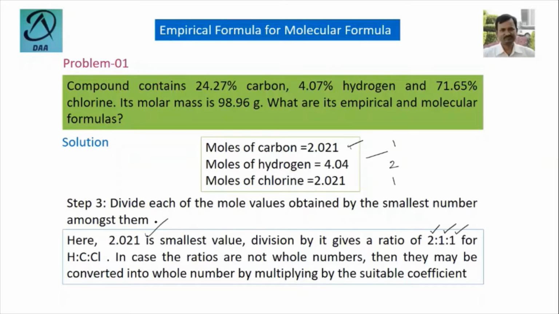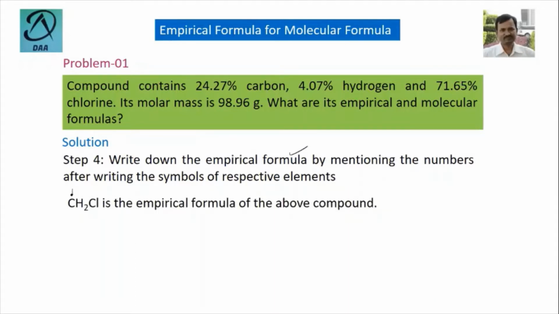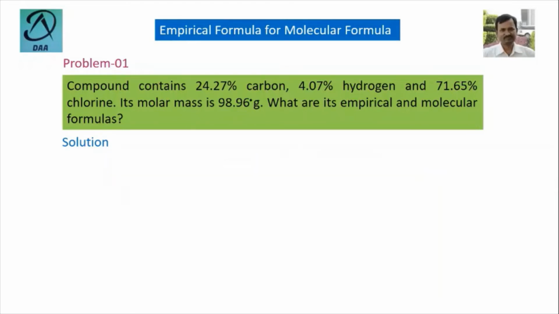Now we can write the empirical formula using the symbols of the atoms. In this case, the ratio is 1 carbon, 2 hydrogen, and 1 chlorine, so CH2Cl is the empirical formula of our compound. But when we have to find the molecular formula, then we have to consider this further.